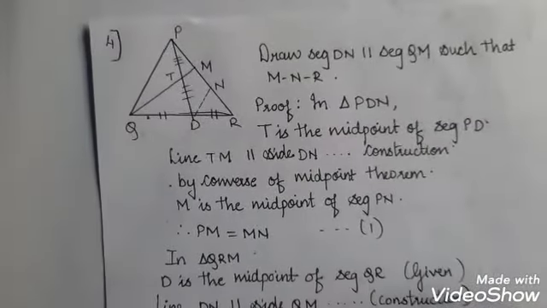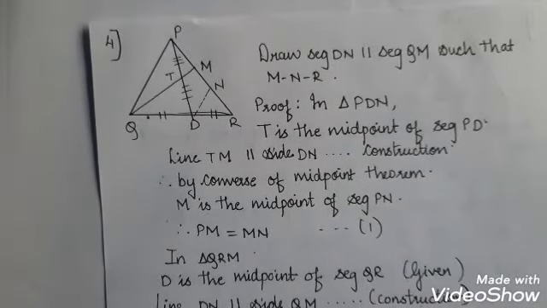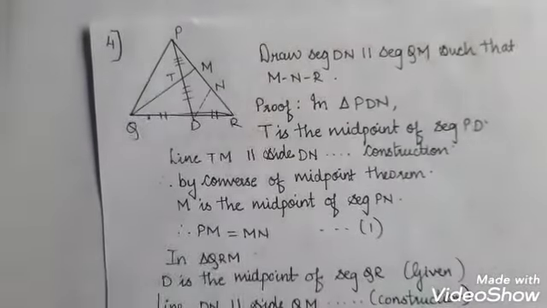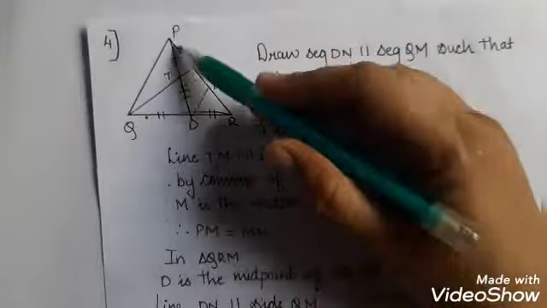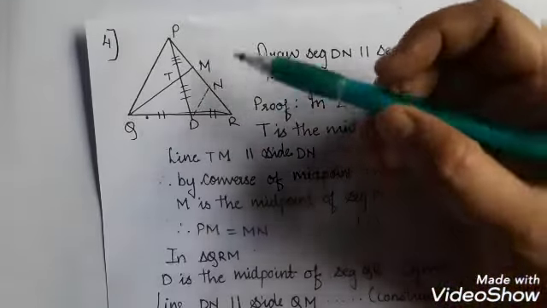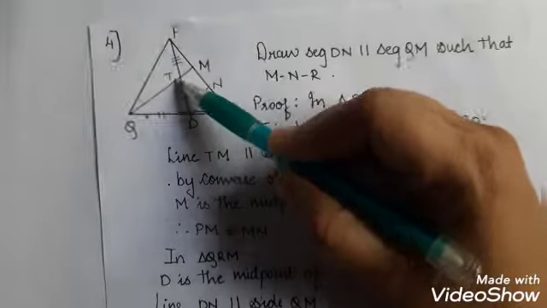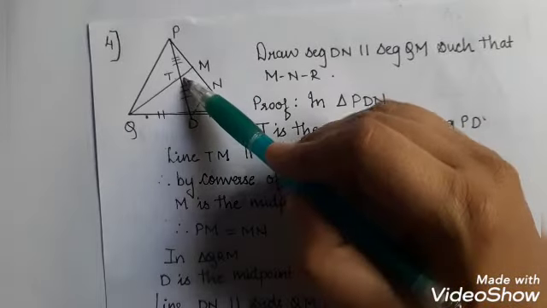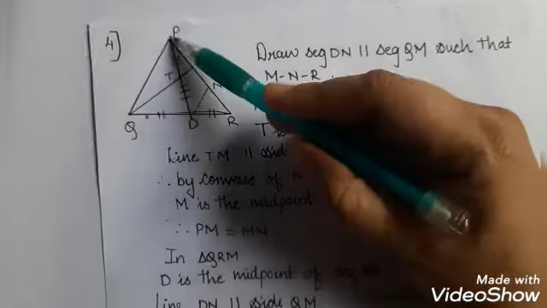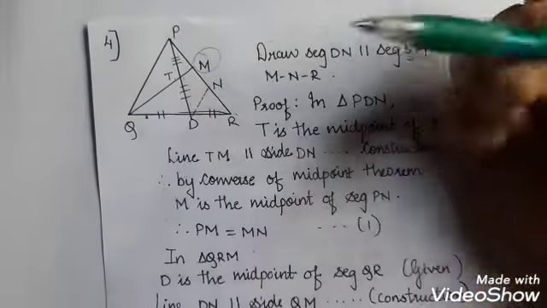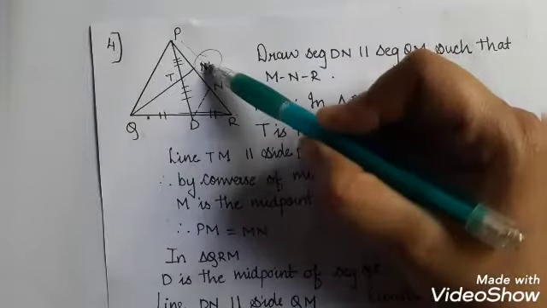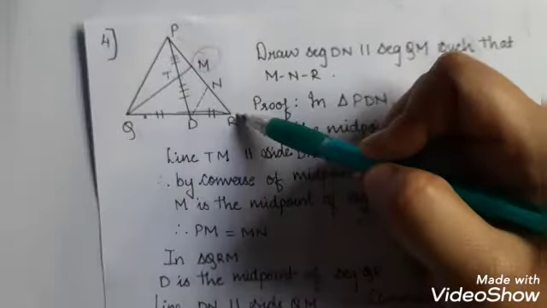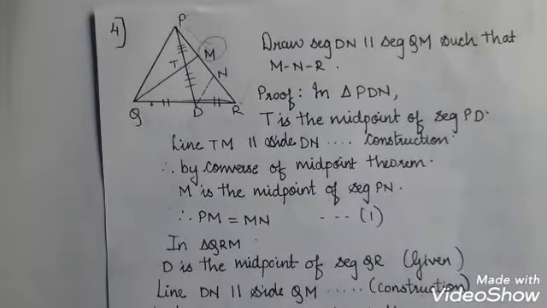Next, the fourth sum. You can see the figure is given to us. PD is a median of triangle PQR. Then point T is a midpoint of segment PD. Produce QT. Produce QT intersects PR at point M. Show that PM upon PR is 1 upon 3. We have to show that.